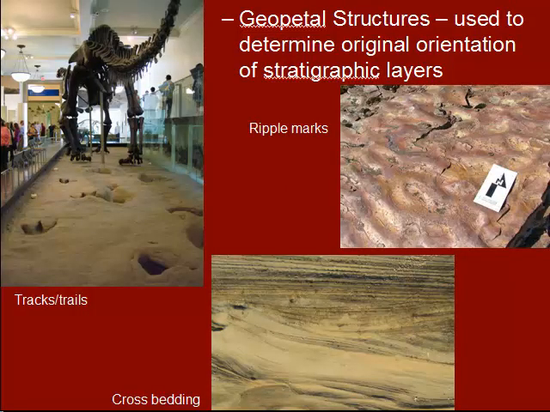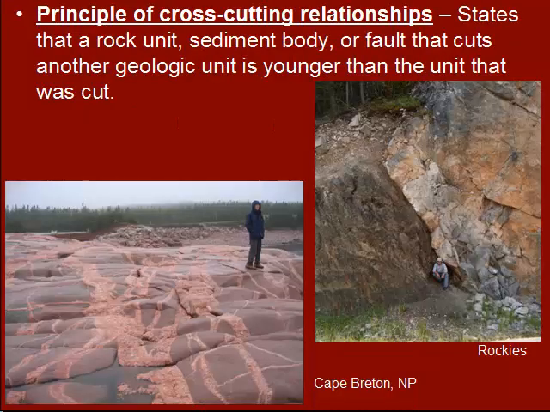We have some structures that are called geopetal structures that are actually helpful to tell a geologist which way is up or which way is the top of each rock unit, which can be helpful, especially if you're in a highly deformed area with lots of faults and folds. These structures can help you determine which way is up. So ripple marks, cross-bedding, tracks, and trails are very helpful units.